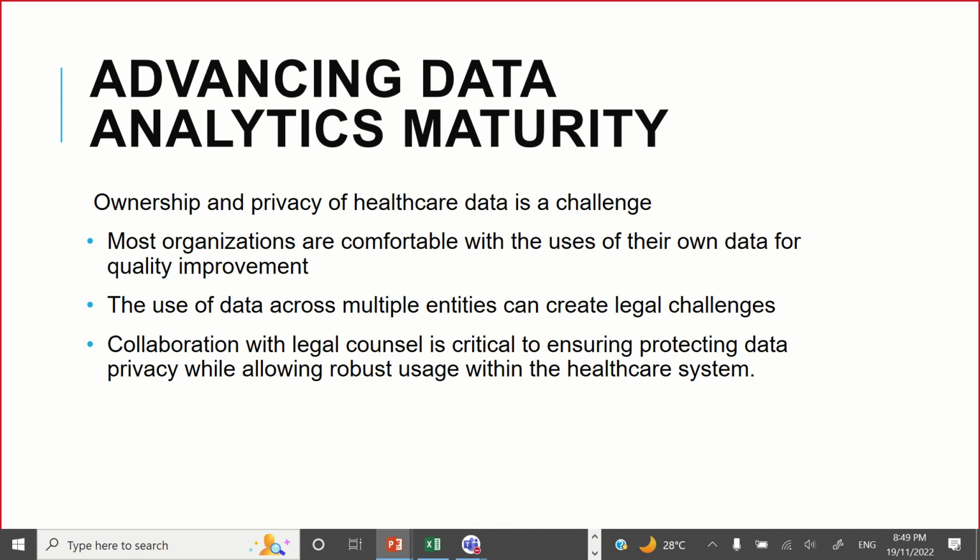We talked about data ownership. They say then that the ownership and the privacy of healthcare data is a challenge. We talked about how organizations usually do not feel comfortable sharing their data with others. And then there are a lot of healthcare information privacy laws and regulations. They are different between countries. In the same country, they're different from organization to organization, from regulator to regulator. So it is a challenge to people who are using the data analytics and trying to mature.